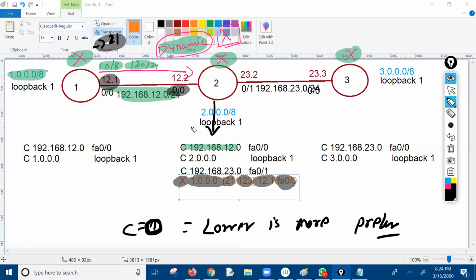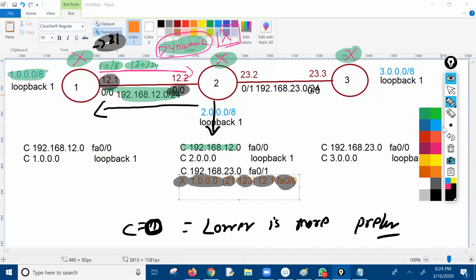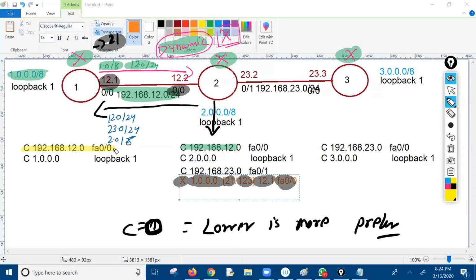Okay. Now R2 will receive this information. What will R2 do now? R2 is going to inform R1, I also have something for you. Do you want it? R1 says, okay, sir, please send me whatever information you have. R2 sends its own information: 12.0/24, then 23.0/24, and then 2.0/8. R1 will accept this update. R1 says, okay, I already have the best information that is my 12.0 information, so I will not accept this one.